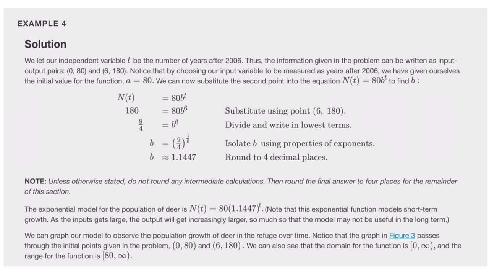Okay. So unless otherwise stated, do not round any intermediate calculations, then round the final answer to 4 places for the remainder of this section. The exponential model for the population of deer, that's exactly what we have. So I think we're good.